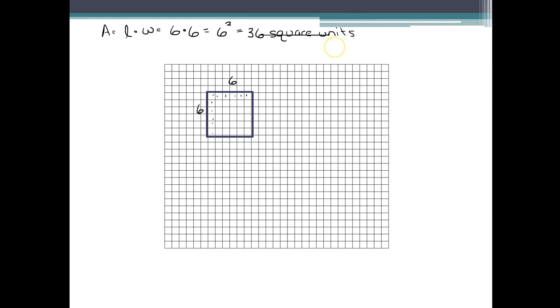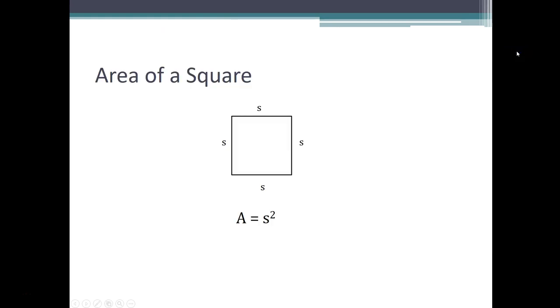So with the square, you can do length times width if you want, or just take whatever that side length is. You're multiplying that together, it's the same number, so you end up with just side length squared. And that's how you find the area of a square. There you go, there's the reference. Side times side, or side squared. So square feet, square inches, square miles, whatever it is.